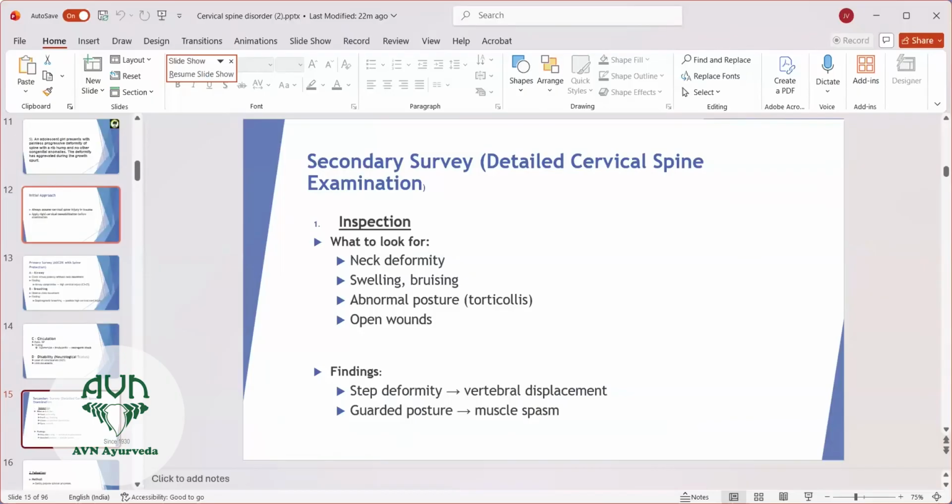If we find any step deformity, definitely we can conclude that there is a displacement of the cervical vertebrae. A step deformity we ought to look for. Also the guarded posture: if muscle spasm is there, we can observe a guarded posture in the patient.